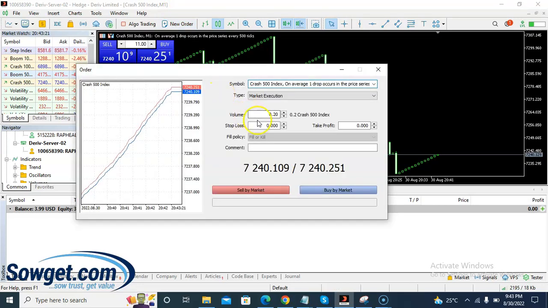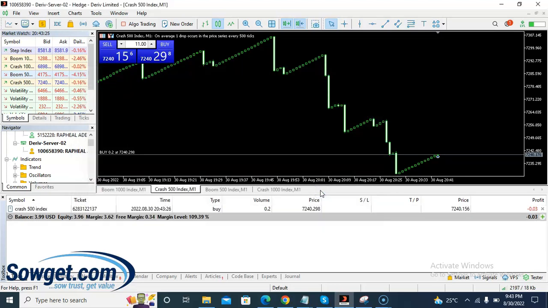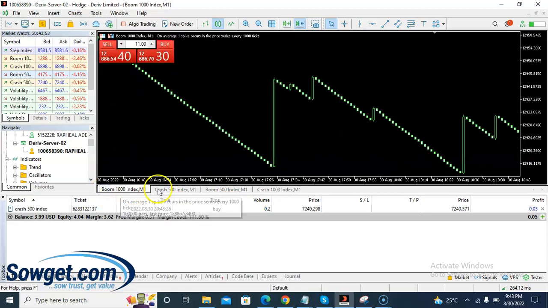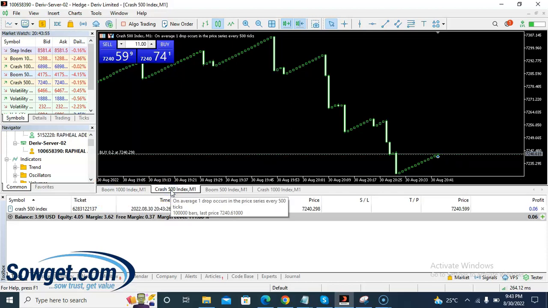So I just want you to know about this. If I try, okay, still on 0.2, let's say we'll try buy. All right, if you can see on Cash 500, we're able to open a buy trade with 0.2 volume. So that will show you that the margin requirement to open a trade on Cash 500 is not as high as that required to open on Boom 1000. So this is how Deriv set it, and they didn't disclose the actual leverage.